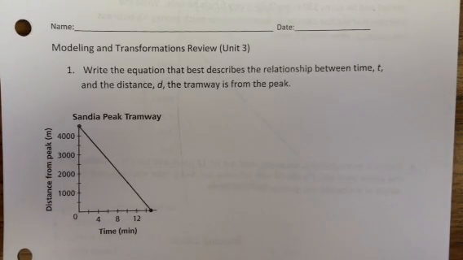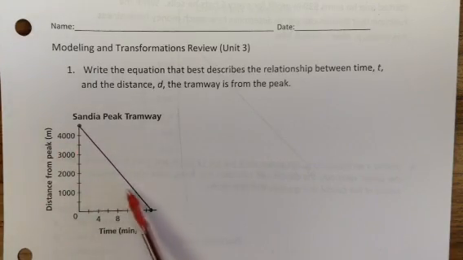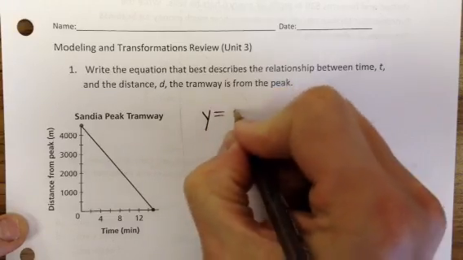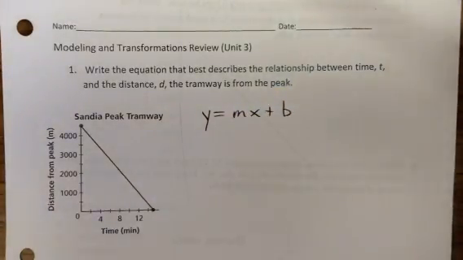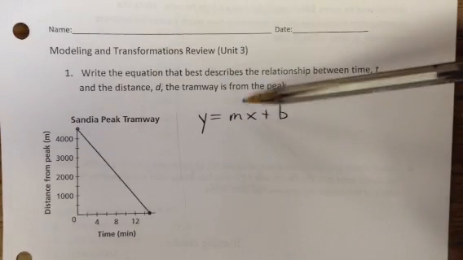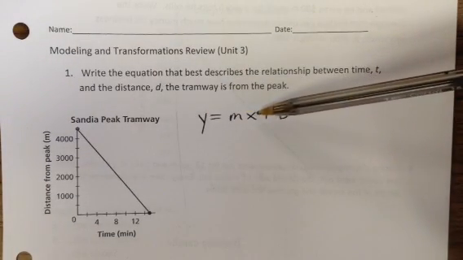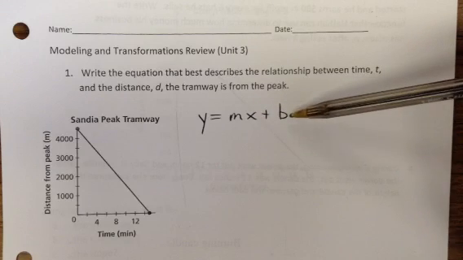Here we go. Write the equation that best describes the relationship between time t and the distance d the tramway is from the peak. Now the first thing I notice here is that this is a line. Okay, so if you have a line, you should start with y equals mx plus b, slope-intercept form, where y is the output, m is the slope, x is the input, and b is your y-intercept.